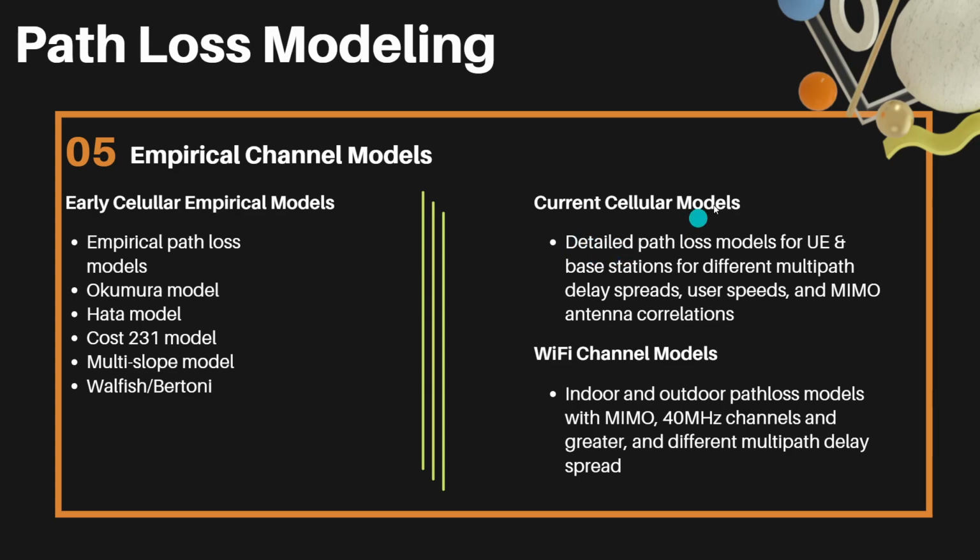Now let's move on into the current cellular models, which are detailed path loss models for user equipment and base stations for different multipath delay spreads, user speeds, and MIMO antenna correlations. The next part is the Wi-Fi channel models, which are indoor and outdoor path loss models with MIMO, 40 MHz channels and greater, and different multipath delay spread.